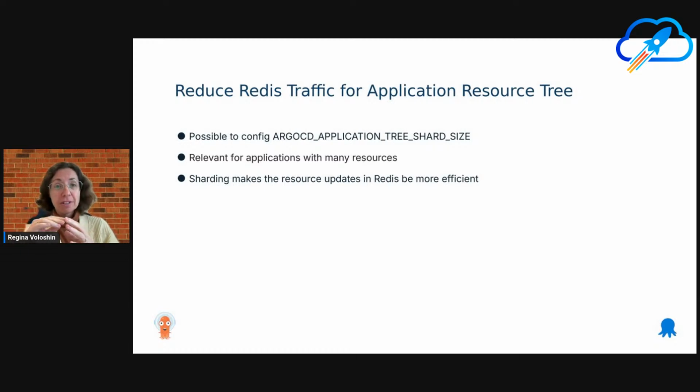And this new feature is actually allowing to configure a shard, which means that I can take all the resources that my application manages and split them across multiple keys in Redis. And so when a certain resource changes, then only a small part in Redis would be updated and not the big part of the whole application. This is possible with configuring Argo CD application tree shard size, which is 0 by default, and a good value for big applications would be 100. And so this makes the resource updates for Redis more efficient.